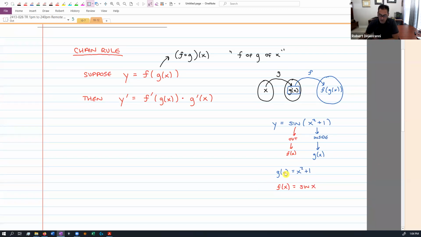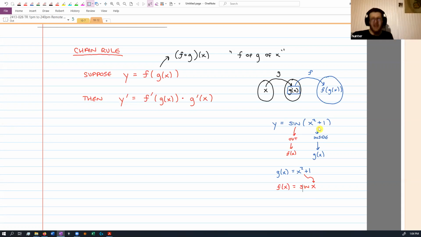So if you take g and plug that g in right there, then you would have the original y up here, y equals sine of x squared plus 1. Does that all look familiar from college algebra? That kind of idea? Okay. So the question becomes, if we graph this function, what is the slope of the tangent line? And the answer is this. This is our chain rule right here.